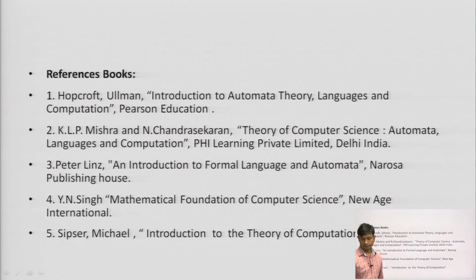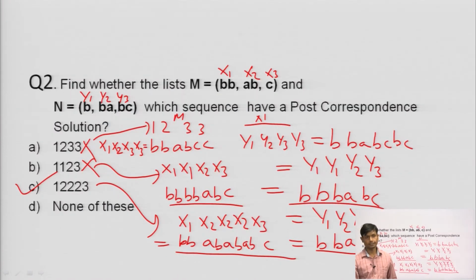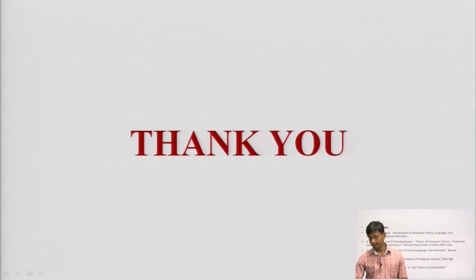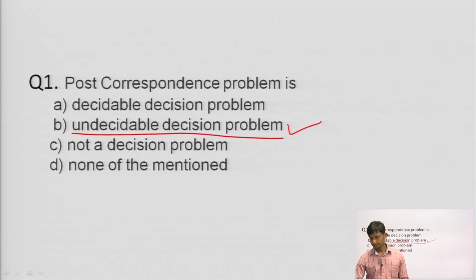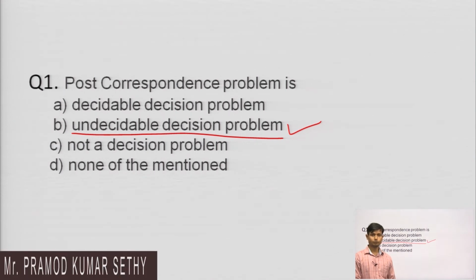These are the reference books, and this is the last topic of this theory of automata and formal languages. At the end, we covered undecidable languages and how the Post Correspondence Problem is handled as a decision problem. We already checked it.